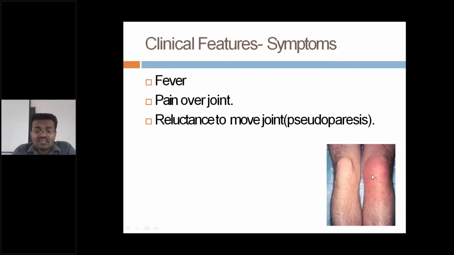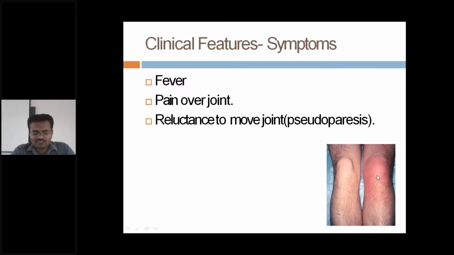What is pseudo paralysis? The pain will be so severe that the patient cannot flex his knee joint, and therefore cannot move the whole limb, so it appears as if it got paralyzed. See, in other conditions like rheumatoid arthritis or any inflammatory or non-inflammatory arthritis, there may be severe swelling but there will be no such pain, and the patient can flex his knee. But in septic arthritis, the patient cannot flex his knee.